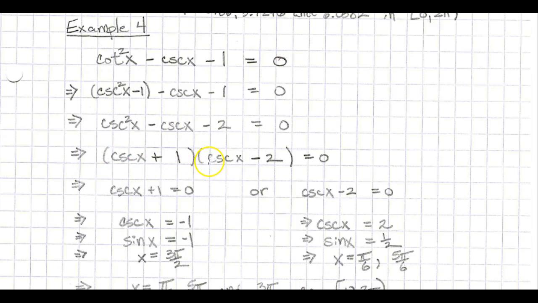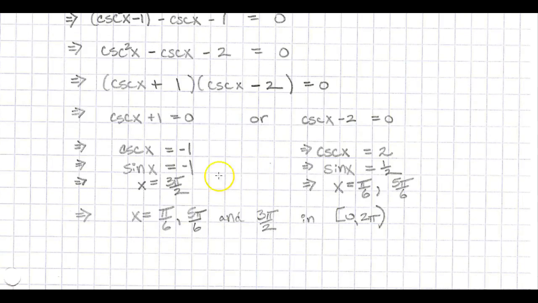Cosecant x times cosecant x gives me the cosecant squared. Factors of 2 are 1 and 2. So 1 and 2. Now where do I need a minus sign? With the minus 2. I need it with the 2 to give me minus 2 cosecant x plus cosecant x to get minus cosecant x. So that's the proper factorization. So something times something equals 0. That means the first something has to be 0.